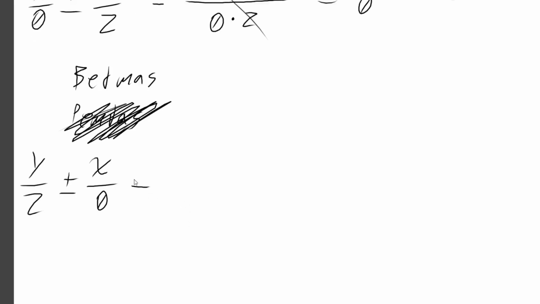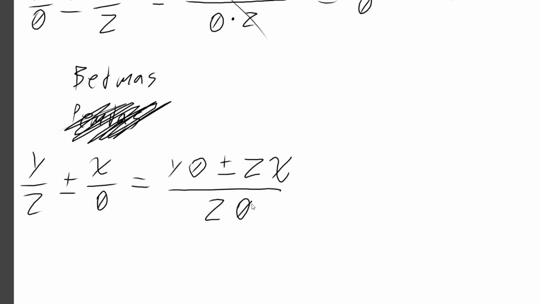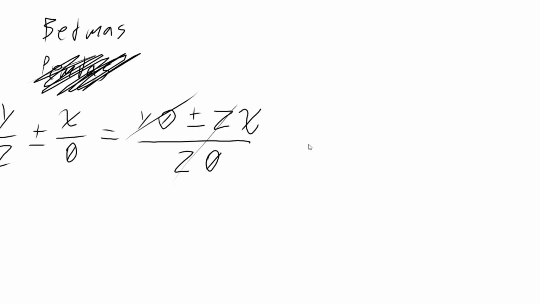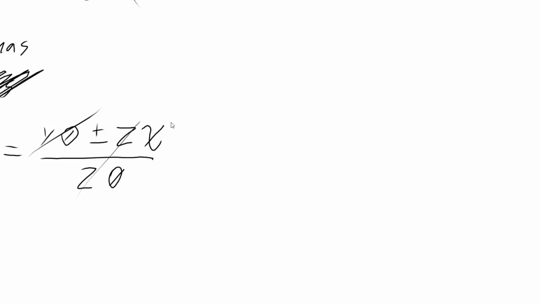We're going to say this is equal to y times 0 plus minus z times x over top of z times 0. All right, so this is fairly interesting. So this, of course, is stricken from the record, and as are these. But now we have the plus minus symbol, the x, and the 0. So we get plus minus x over 0.